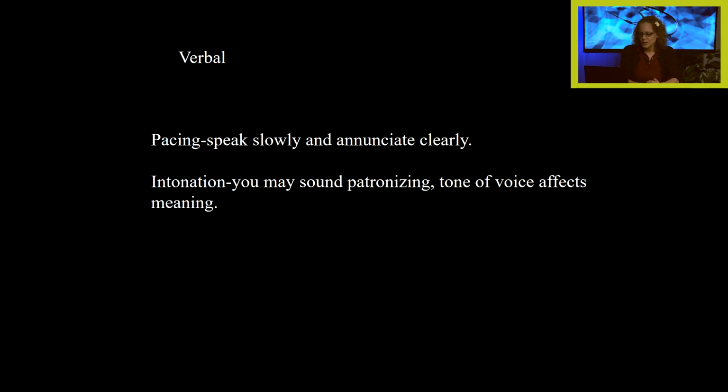Intonation is important to consider. The tone of our voice can affect its meaning. So if I speak to you in a patronizing way, I could be offensive to you. If I talk down to you in some way, that can be patronizing and offensive. And so we know that there's also non-verbal forms of communication.